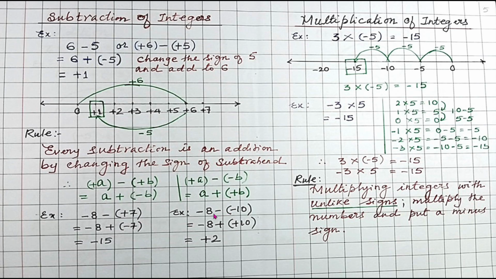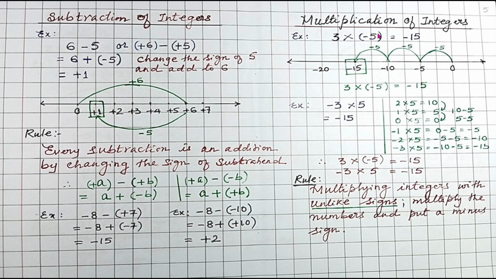Now, one more example. If you want to subtract minus 10 from minus 8, as it is, you write it, change the sign minus to plus, because addition you have to do. Take the additive inverse of minus 10, that is plus 10. If you look, the signs are unlike. Subtract 8 from 10, that becomes 2, and put the sign of the bigger number, that is plus 2. So that is how we learn about the subtraction.